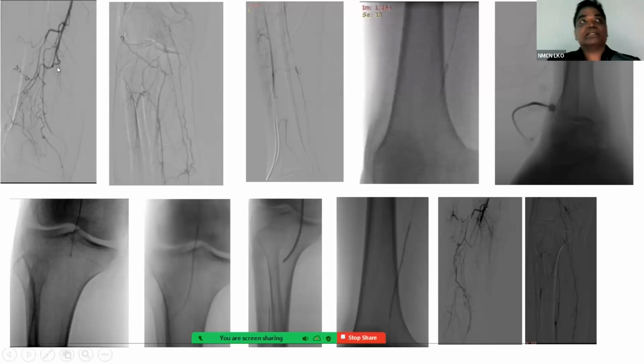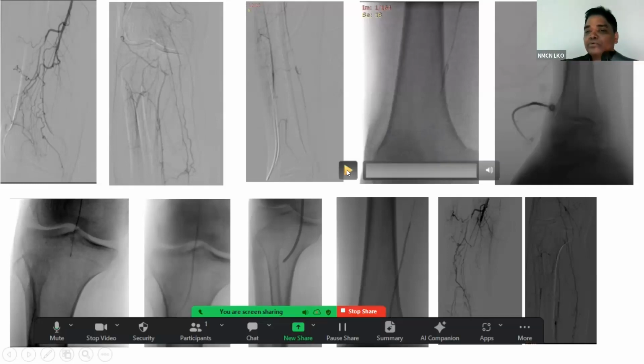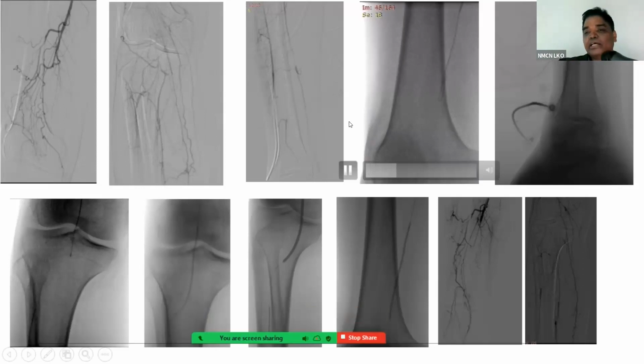Here you can see that there is a long segment occlusion of the superficial femoral artery. This is the area of the knee and the upper leg, where you can barely recognize the anterior and posterior tibial arteries and the peroneal artery. This is the distal aspect of the leg. You can see that this is the anterior tibial artery and this is the posterior tibial artery. So we tried to recanalize this antegradely. We're using a guide wire and a catheter combination.